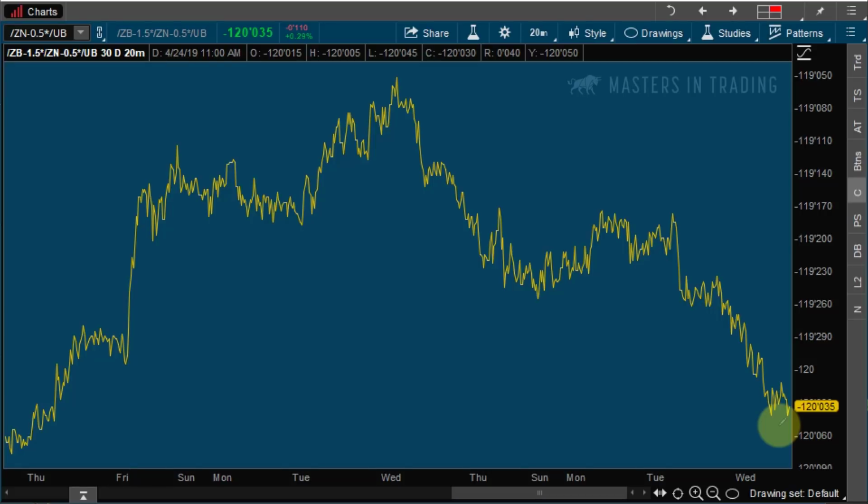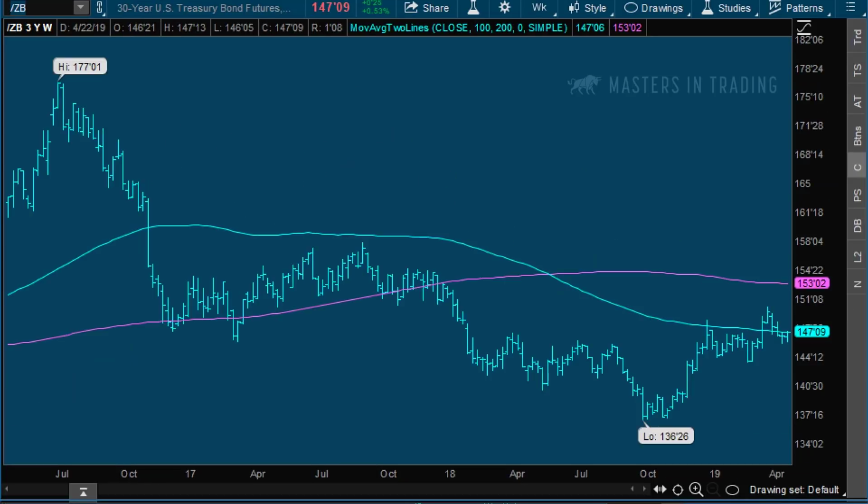So now let's go look at just an outright ZB chart. And here we have it. We're just looking at the ZB all by itself, the 30-year future all by itself. And this data takes us back to May 1st, 2016. Whenever I'm doing technical analysis, I want the most amount of data first, and then we can drill into smaller and smaller time frames. So what do we see from the ZB?